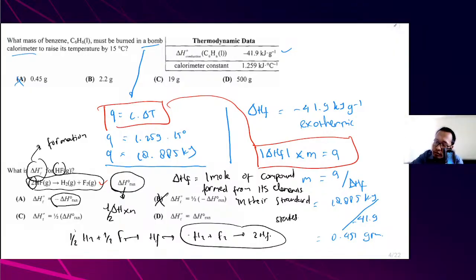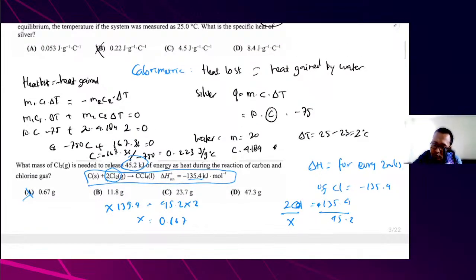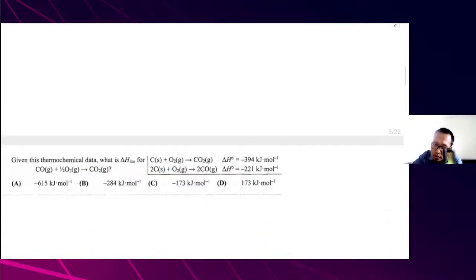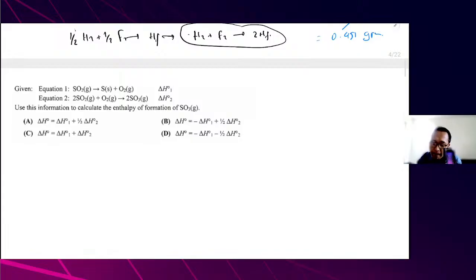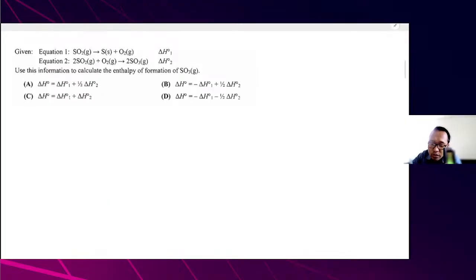All right, so just remember delta H formation is formation. There is also delta H combustion, right? So we now understand in much more detail the types of equation. Now let's move on to another equation. Given this equation, use the information to calculate the enthalpy of formation.